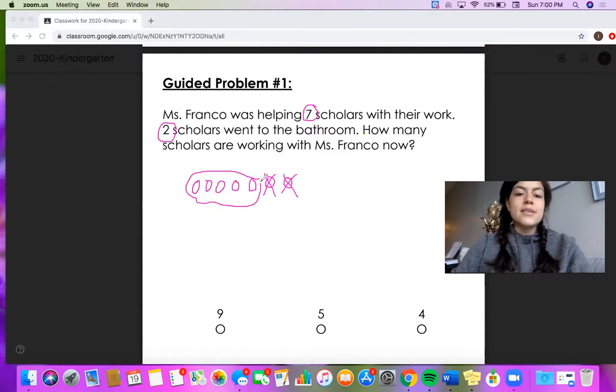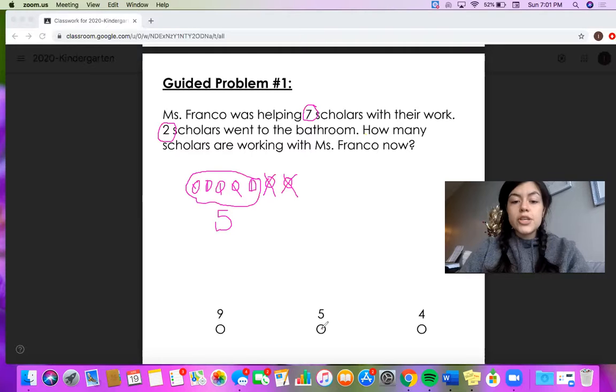So these represent the number of scholars that are still with Miss Franco, and these represent the 2 that went to the bathroom. Let's count to see how many are still with Miss Franco. 1, 2, 3, 4, 5. 5 are left. And now I think we're ready to do an equation.